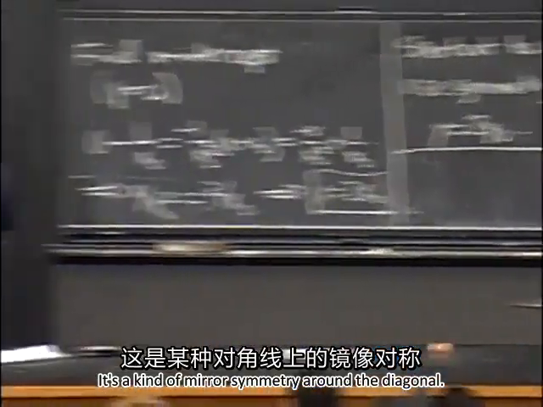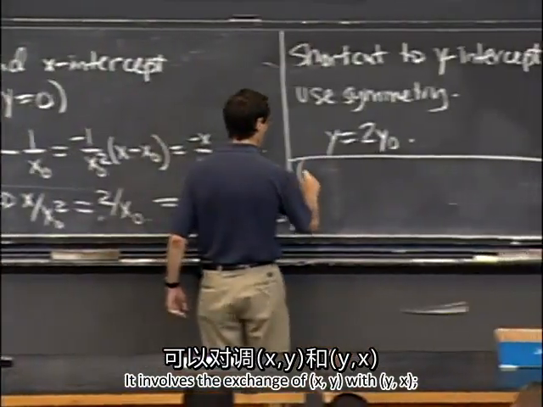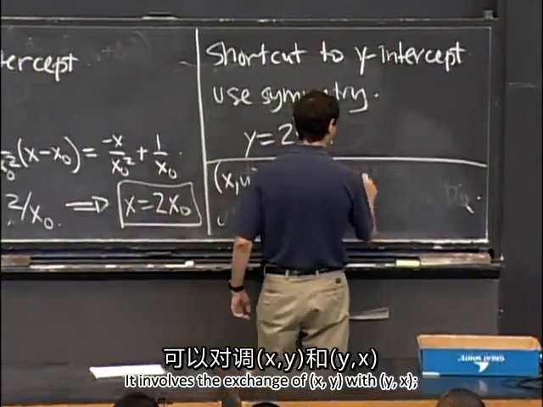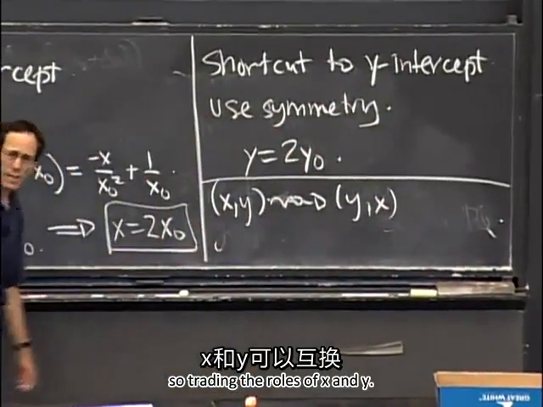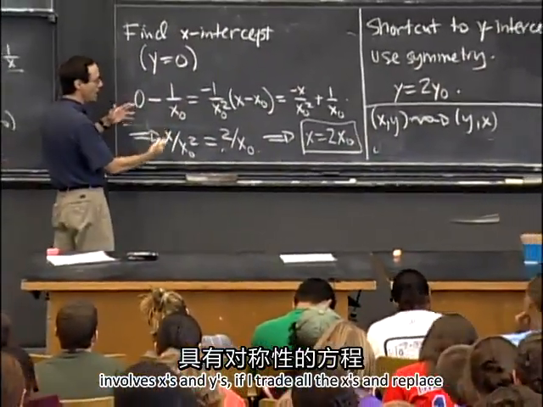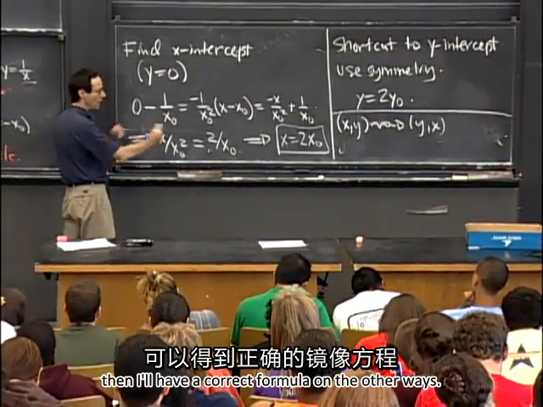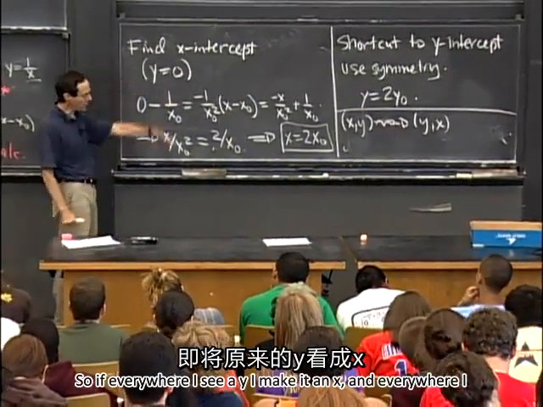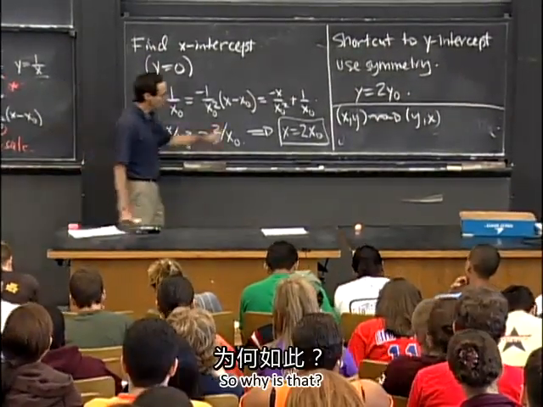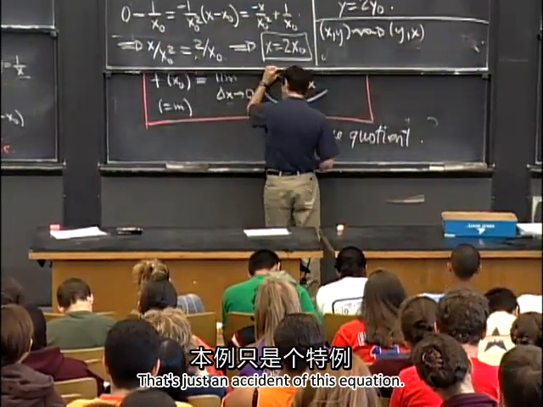It's a kind of mirror symmetry around the diagonal. It involves the exchange of xy with yx. So it's trading the roles of x and y. So the symmetry that I'm using is that any formula I get that involves x's and y's, if I trade all the x's and replace them by y's, and trade all the y's and replace them by x's, then I'll have a correct formula the other way. So if everywhere I see a y, I make it an x, and everywhere I see an x, I make it a y. The switch will take place. So why is that? That's just an accident of this equation.